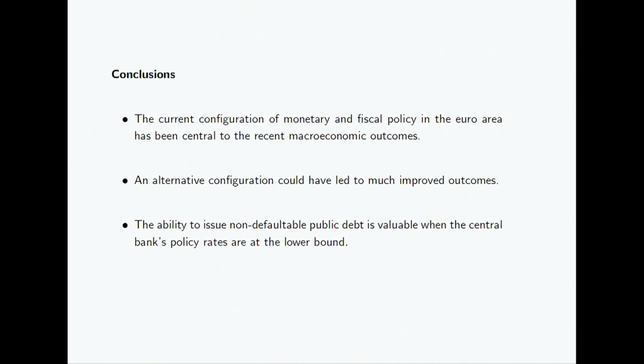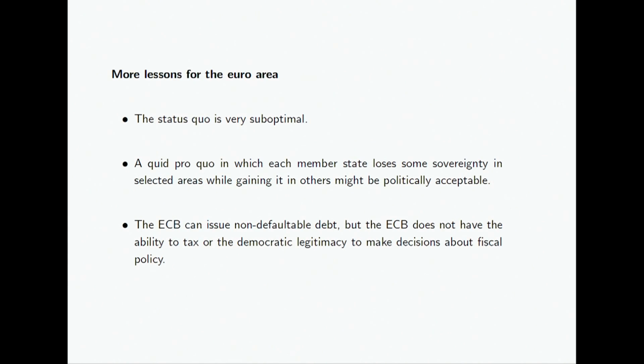Let me say a few more lessons more specific for the euro area. We think this model shows that the status quo in the euro area is very suboptimal, that the macroeconomic stabilization policy currently available is very suboptimal. We think it's possible to imagine a quid pro quo in which each member state loses some sovereignty in selected areas while gaining it in others, and that might be politically acceptable.